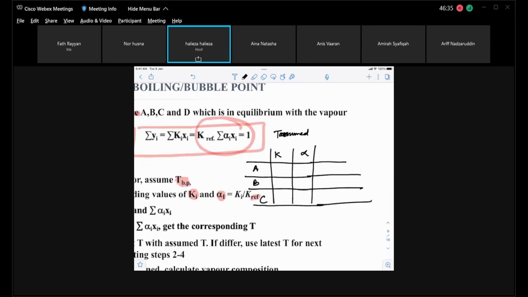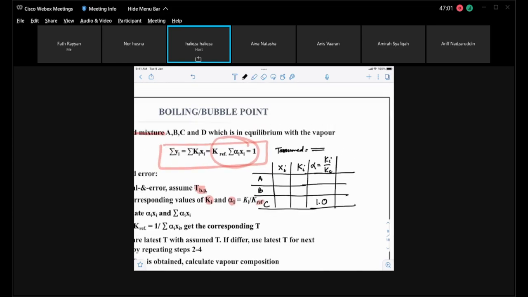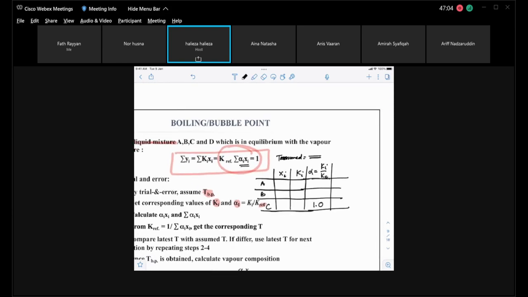Let me continue with the graph. I need to put the composition of the bottom first, that's the composition Xi for every component. Then at this assumed temperature, I should get my Ki for every component. From that Ki, I should calculate my alpha, which is Ki over my K reference. For example, my K reference is Kc, so this will become 1. From there, the next column should be alpha times Xi.